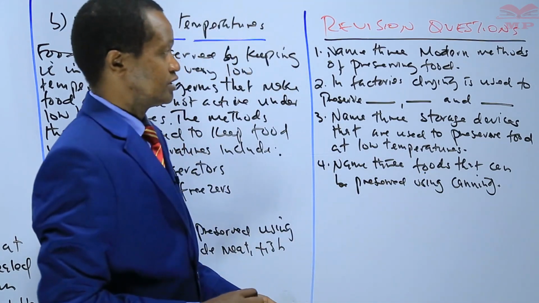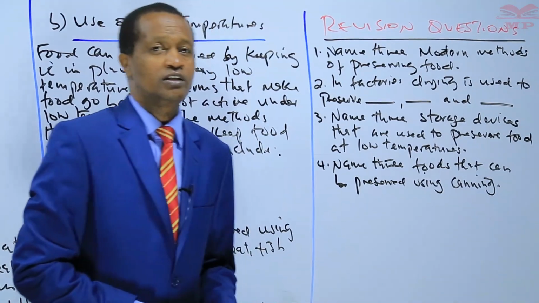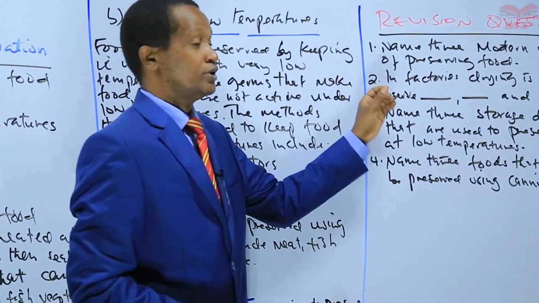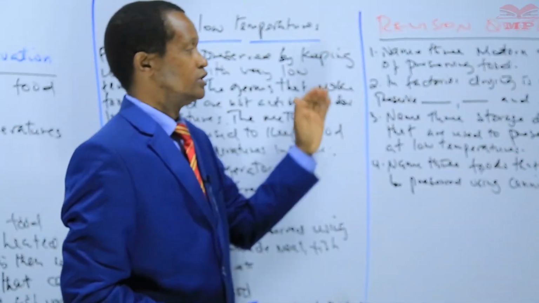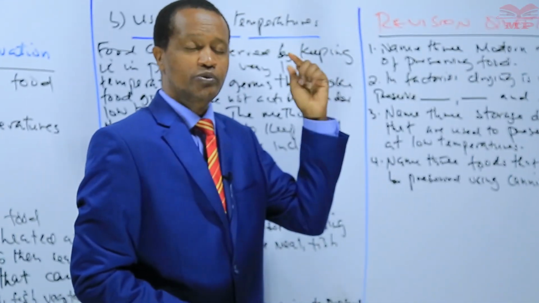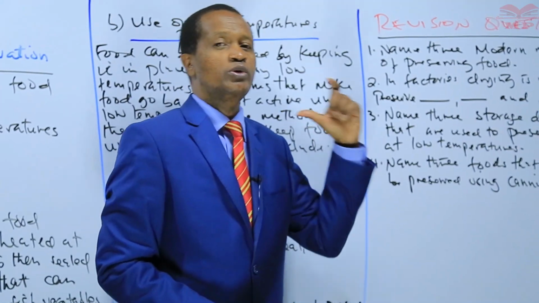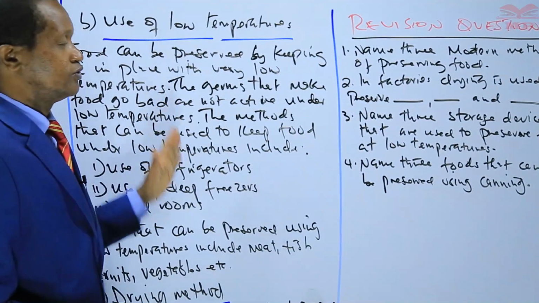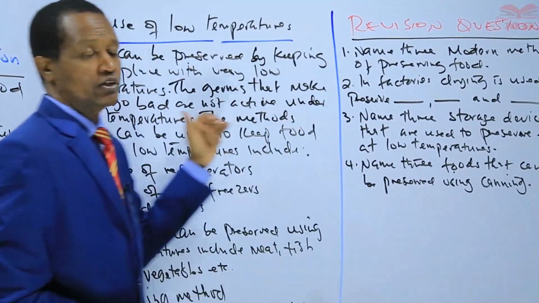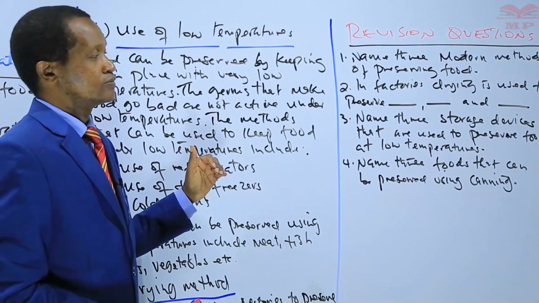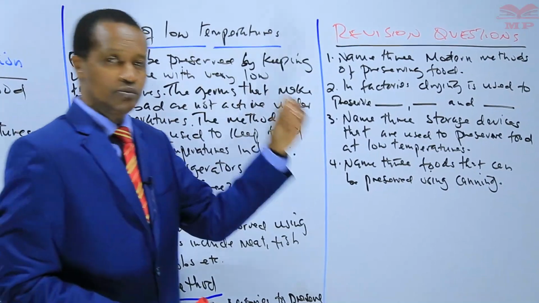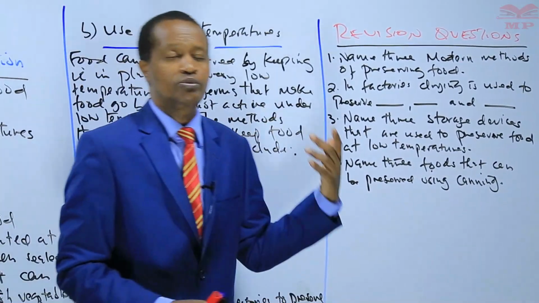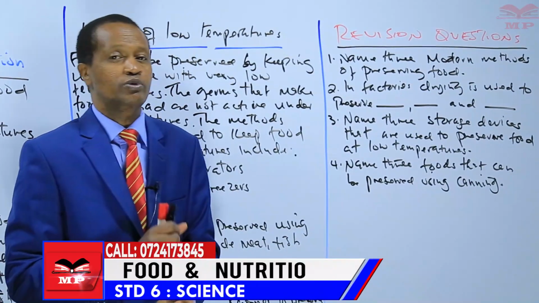This is your assignment. Learners, when answering the questions, don't refer to your notes. Don't copy directly from the notes. Try and get the answers from your memory. It is only when you are through that you can check if your answers are correct from the notes. So practice, learners, answering questions from your memory and not just copying from your notes.